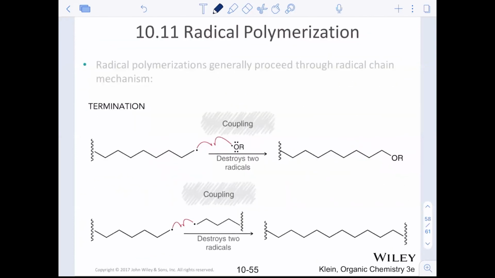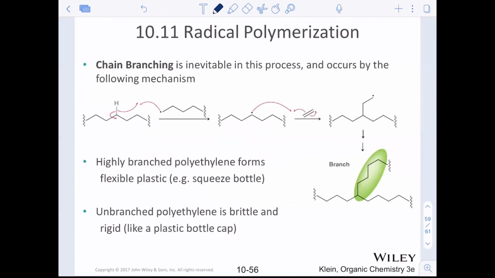Now there will be eventually a coupling reaction that destroys 2 radicals, right? But it could be either between the other peroxide, or it could even be combining 2 chains, right? So we have a bunch of carbon chains bound together, and yes, chain branching can occur. You can think that this polymerization, this radical mechanism, is going to just cascade and continue to add.